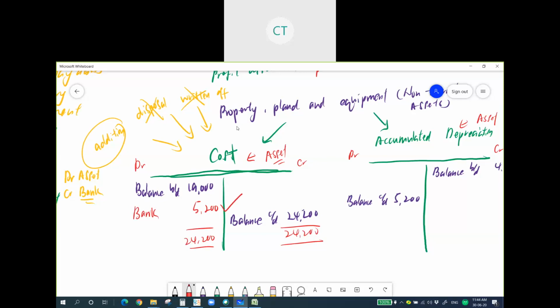So far so good, class. Are you following? So if you have a disposal or written off, you will record this amount in the credit side. But for this question, we don't have this. So this is only for illustrative purposes.